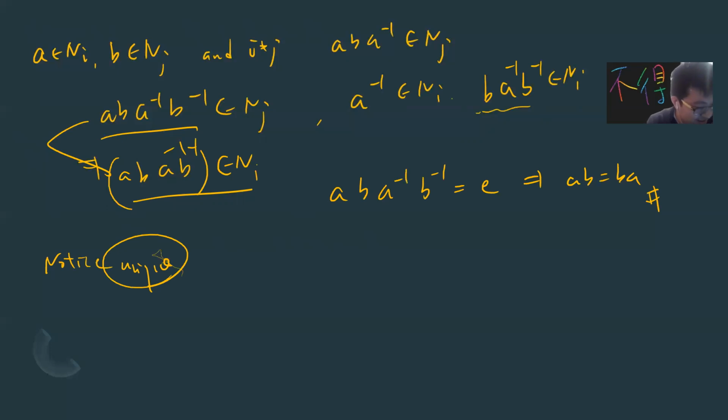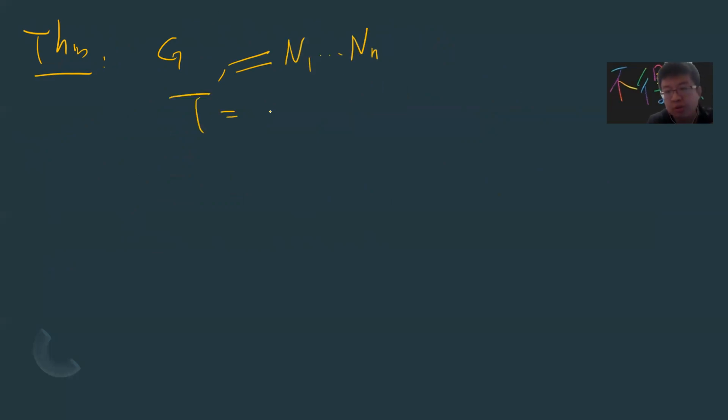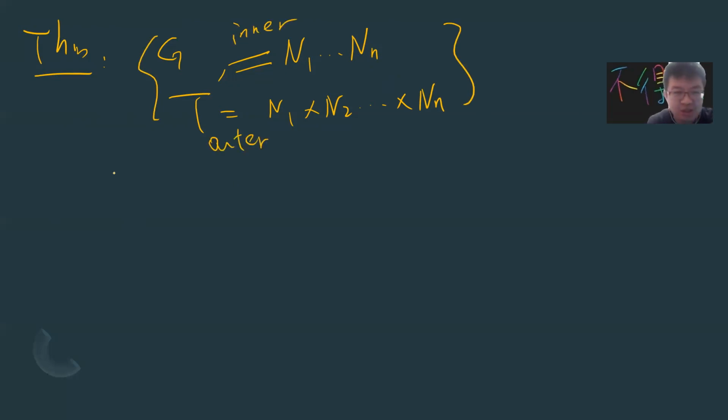Okay, so let's go to our final theorem. This final theorem says that if G is a group, and G is an internal direct product, let's say N1 up to Nn, and let's say T is the outer direct product. So I use a different notation, and no one can stop me from using these two different notations. So this is inner, and this is outer or exterior direct product. Then they're isomorphic. This is what I'm trying to establish in this video.